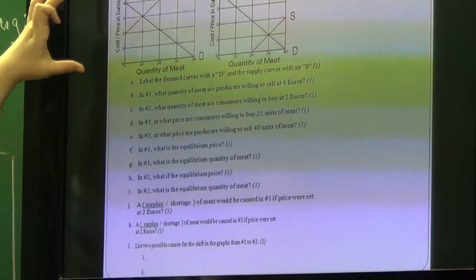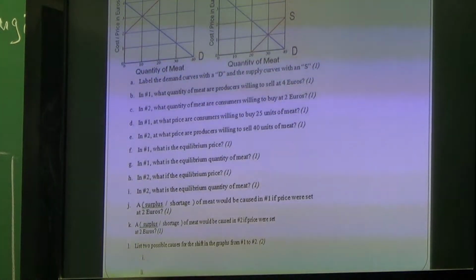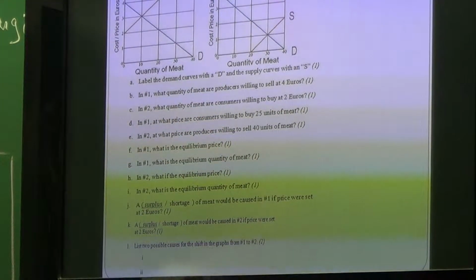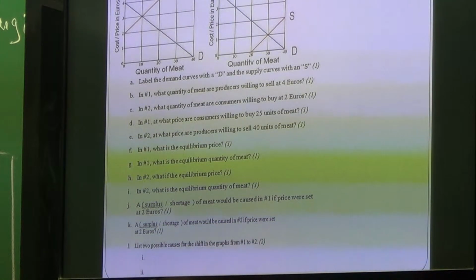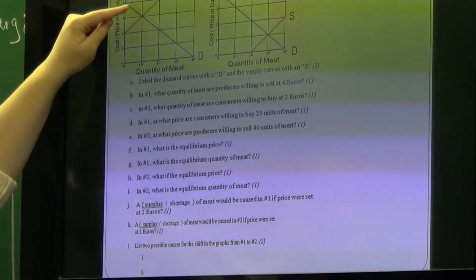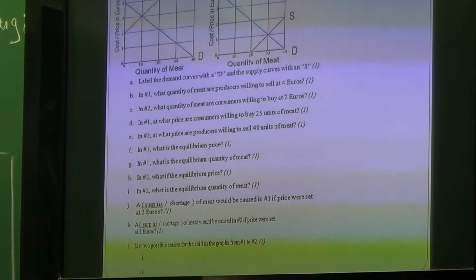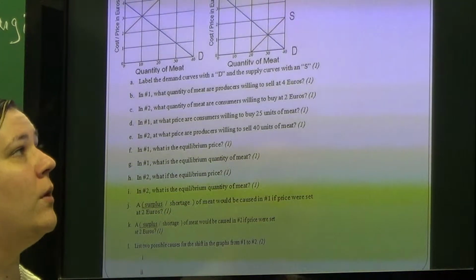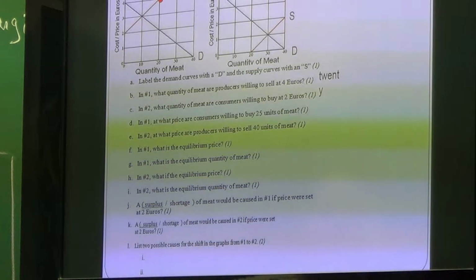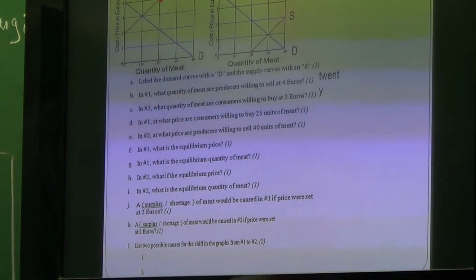And then in this first graph, what quantity of meat are producers willing to sell at €4? So quantity of meat producers. So producers means we're on which curve? The supply or demand curve? Supply. So if we're looking at the supply curve, go to €4. Producers are willing to supply 20 units of meat, right? Okay. So at that point, and the Y is missing, but it should be there. So it's 20.